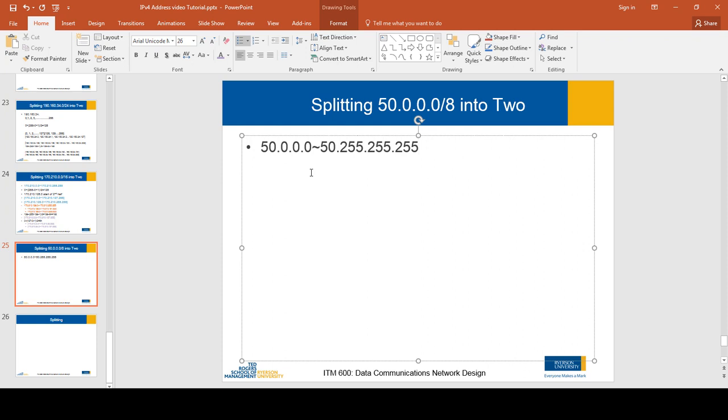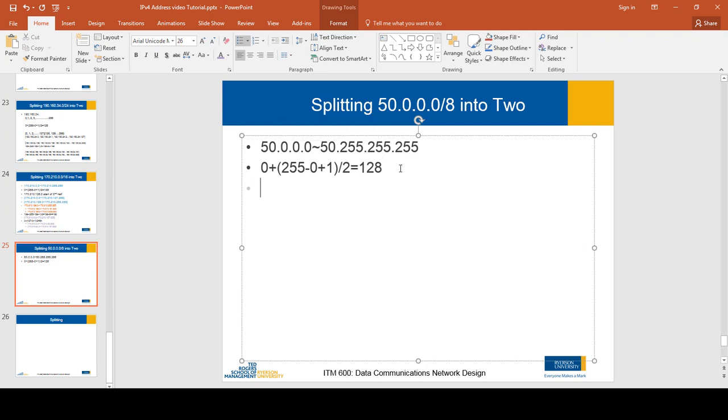Anyway, we want to find the midpoint of this IP range. The first octet is the same. The second octet ranges from 0 to 255, so the midpoint would be, after seeing the first two examples, I guess you already got the midpoint. So 0 plus 255 minus 0 plus 1, divided by 2, which gives us 128. So this 128 is the start of the second half on the second octet.